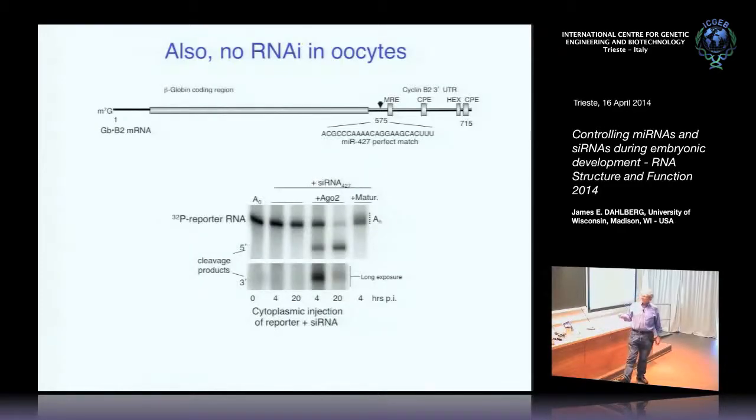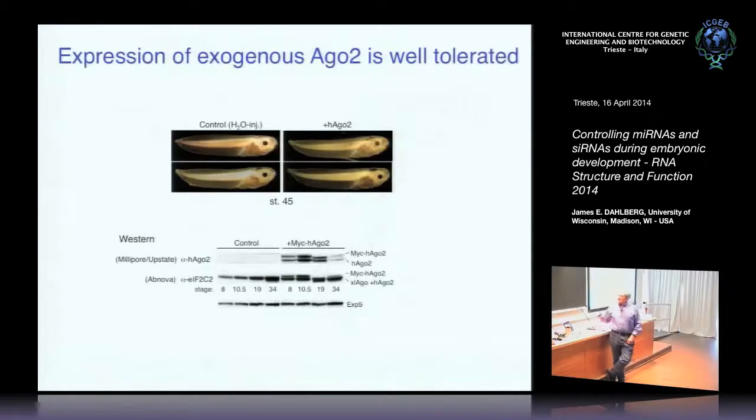We did the same sort of experiment in oocytes, and not surprisingly, we see no evidence for cleavage activity in the oocytes. It's not surprising since we didn't see it in the embryos. So what we've now done is we say, well, we can use our system now to target messenger RNAs that are present in the early embryo. And this is something that hasn't been possible in the past. People have tried to do RNAi targeting of messengers without success.